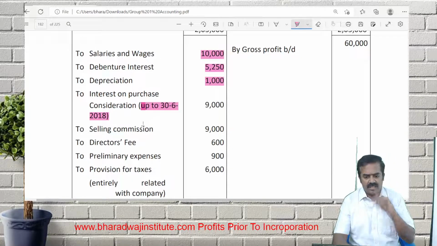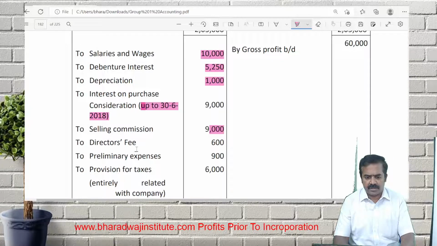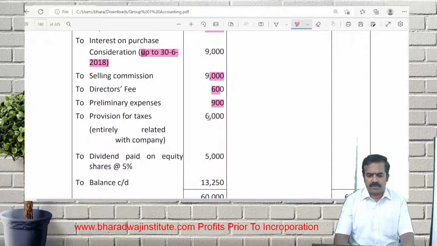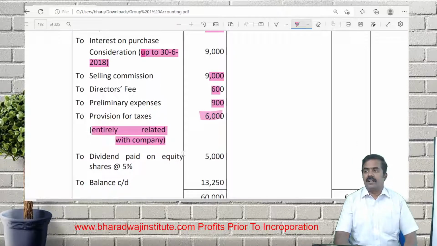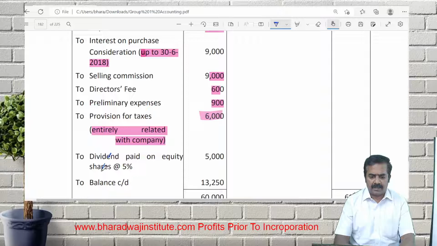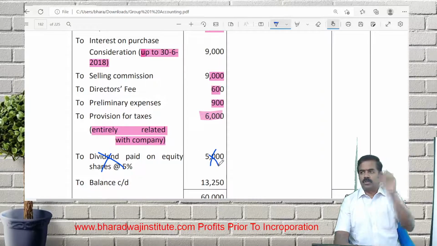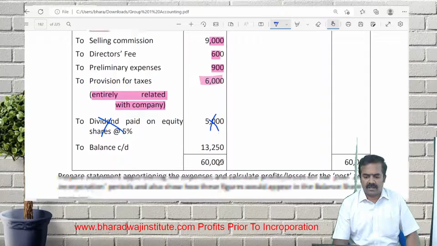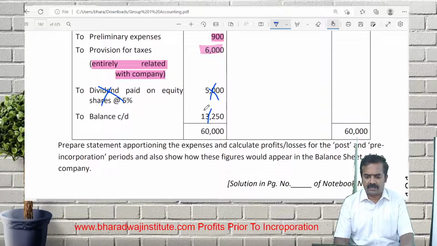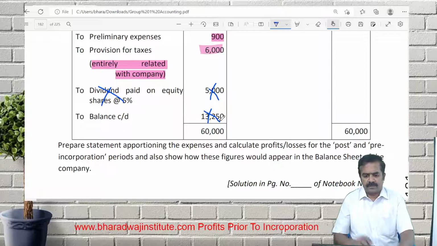Then sales commission, by sales ratio. Then preliminary expenses and provision for tax are post incorporation; it is given as entirely related to the company. Dividend is an appropriation of profit. Dividend should not come in the P&L account at all. You have to work out the profit from that. Dividend is declared, and balance carried down is a balancing figure. Post incorporation profit.